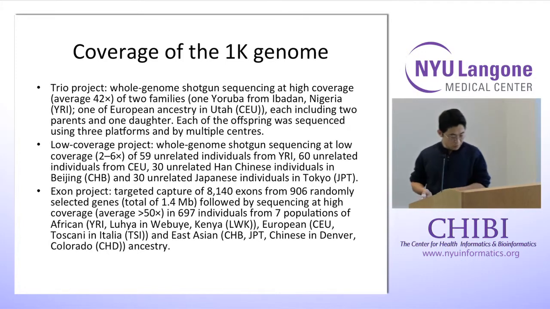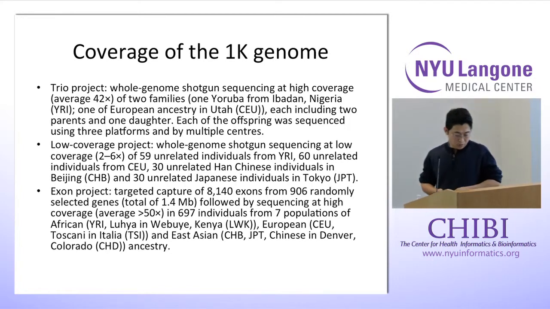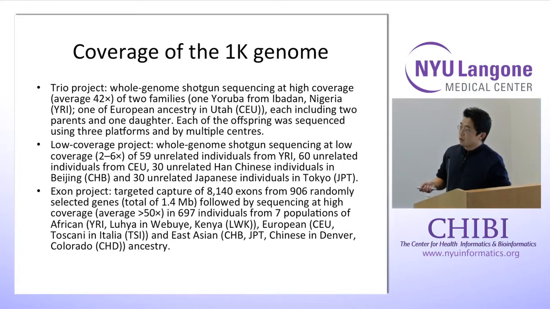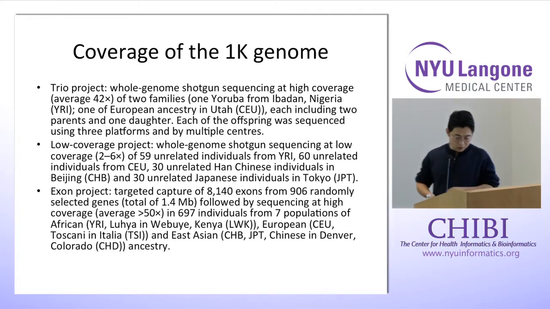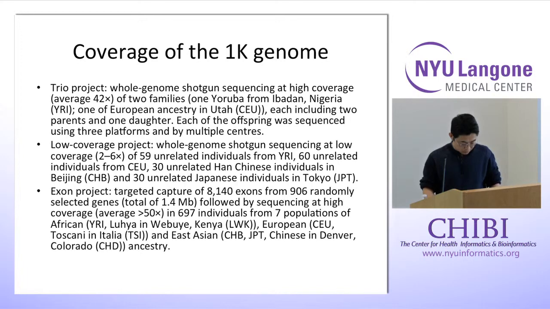For other individuals, they sequenced the exons. The coverage reached about 50x. So from these three groups we get lots of SNPs, but the quality of the SNPs is something we really should consider when we use this data.